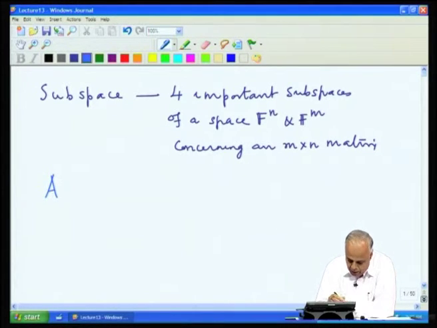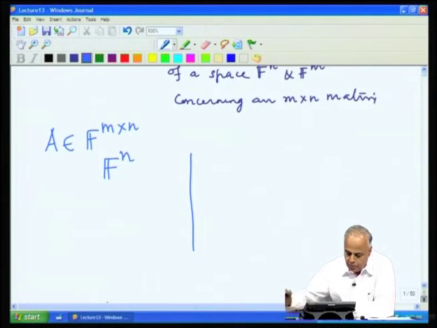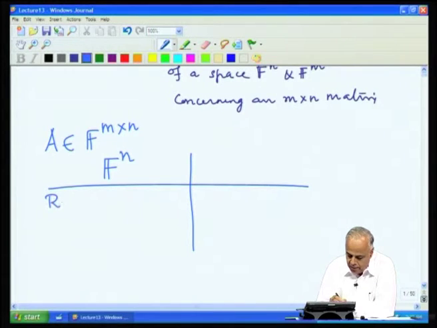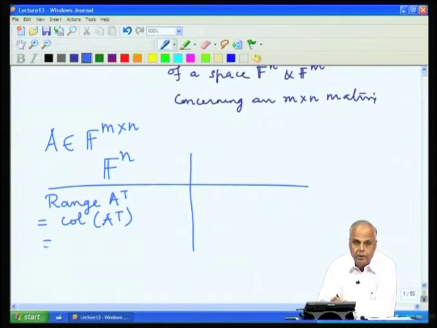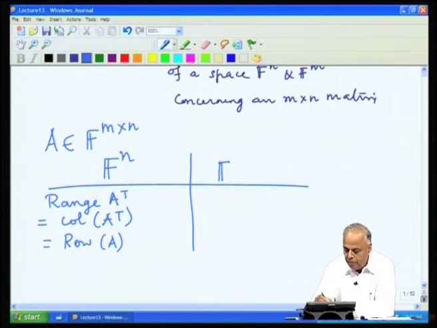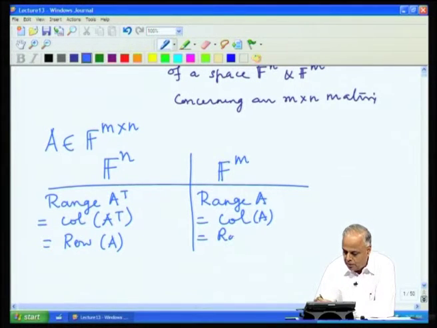If A is an m by n matrix, then on the n component side we had 2 subspaces, namely the range of A transpose, which was the same as the column space of A transpose, which is the same as the row space of A, because the columns of A transpose are the same as the rows of A. On the F^m side we had the range of A, which is the same as the column space of A and which is the same as the row space of A transpose.